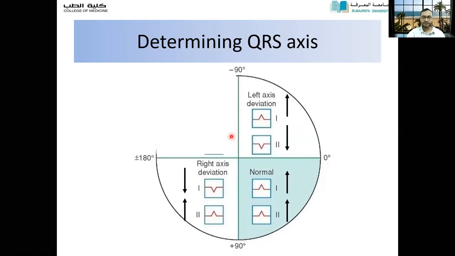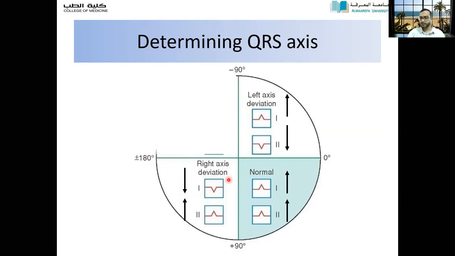The third possibility is that lead 1 is negative and lead AVF is positive. So both of these arrows are reaching each other, they are coming to each other. That's why we label it as right axis deviation.